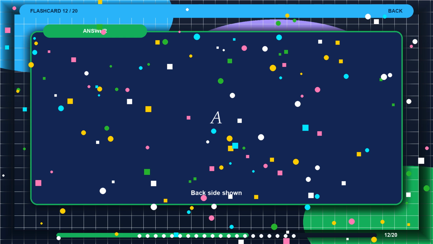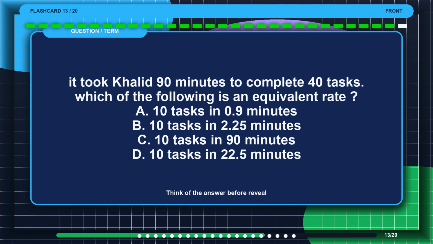The answer is A. Flashcard 13. It took Khalid 90 minutes to complete 40 tasks. Which of the following is an equivalent rate? A. 10 tasks in 0.9 minutes, B. 10 tasks in 2.25 minutes, C. 10 tasks in 90 minutes, D. 10 tasks in 22.5 minutes. Pause and think of the answer before the reveal.